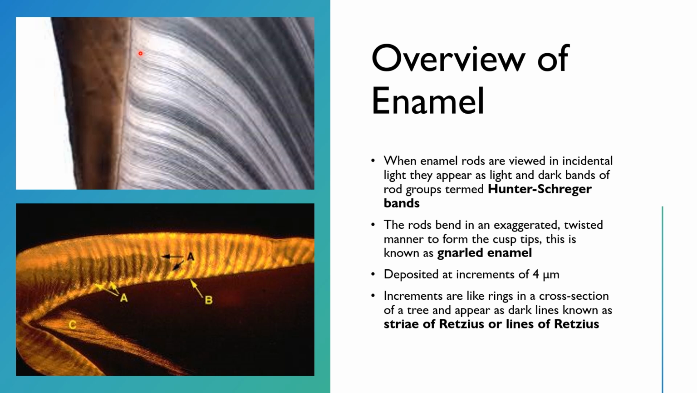Now these increments, as they are being laid down, they almost look like the rings if you were to look at a cross section of a tree. So if you've ever seen that cross section of a tree, and oftentimes I remember learning when I was a kid that if you counted those rings, it would indicate how old a tree was. Okay, so these rings, these increments, they also have another name, and those are known as the striae of Retzius or the lines of Retzius.